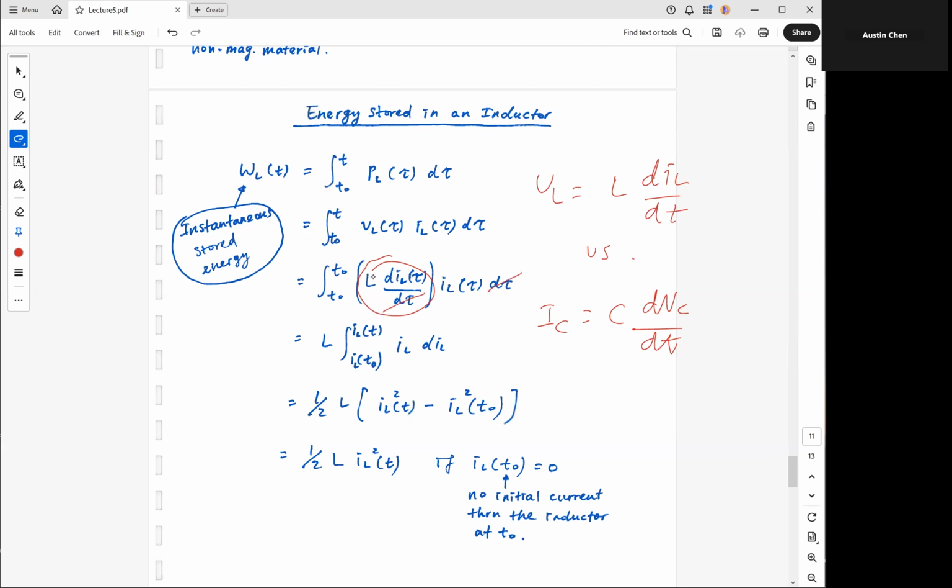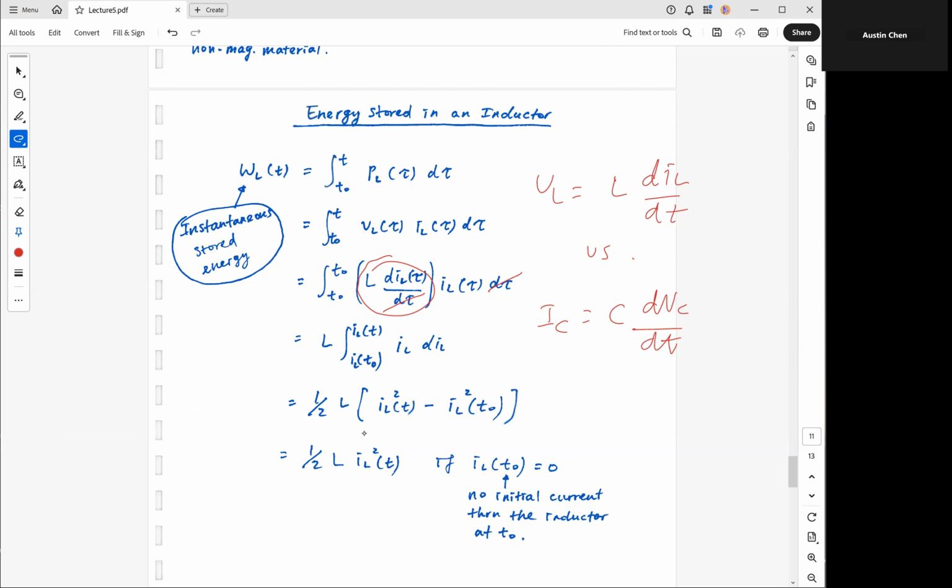And we can take the L out, right? This is just a constant. And we do the integral of iL with respect to diL. Again, we have the iL at t0 and iL at t. iL at t0 denotes your initial condition, right? Just like before, like your capacitor. If there's some initial voltage sitting in your capacitor, then you have to account for that. Similarly, in this context, if you have some initial current passing through this inductor, then you have to account for this iL at t0 as well, okay?